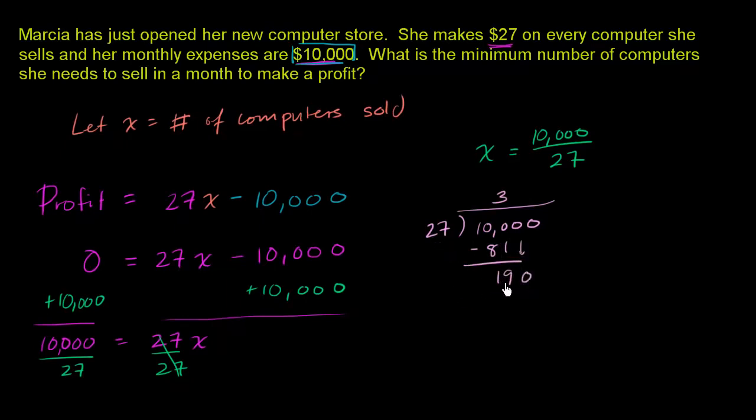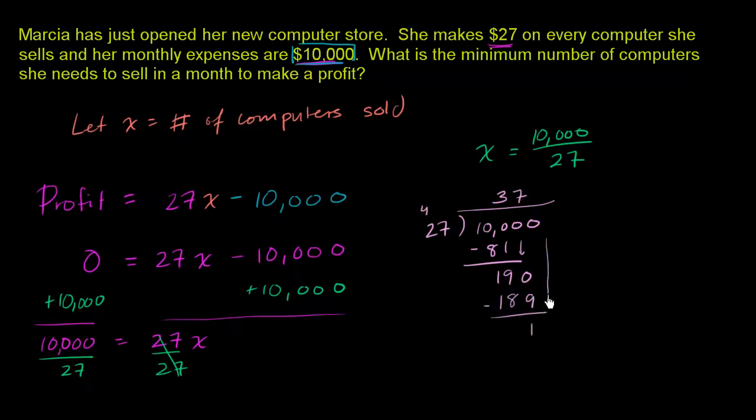27 goes into 190. It looks like it'll go into it about 6 times. Let's see if that's right. 6 times 7 is 42. 6 times 2 is 12 plus 4 is 16. And 190 minus 162 is actually 28. Oh, yeah, so it goes 7 times. 7 times 7 is 49. 7 times 2 is 14 plus 4 is 18. There you go. So 190 minus 189, we get 1.